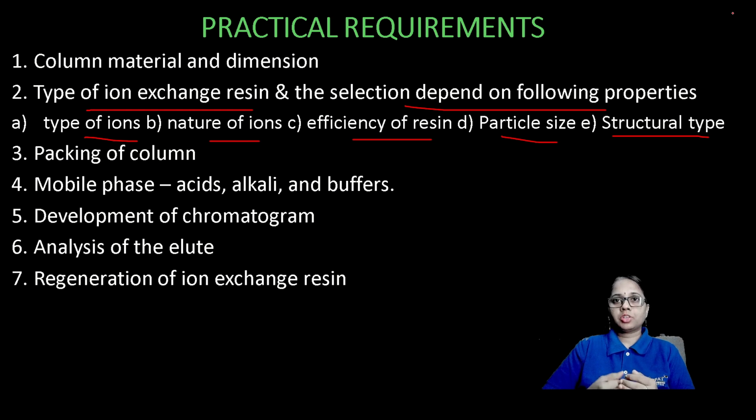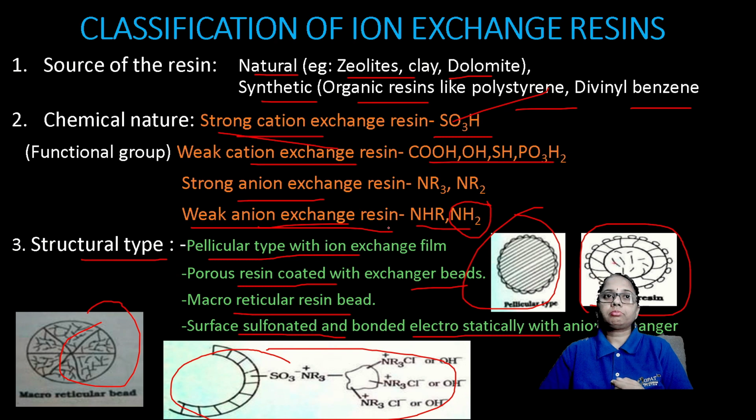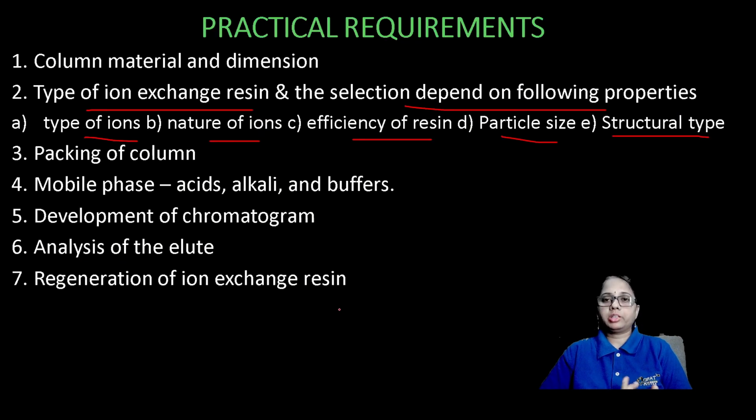Okay, structural type of the resinous materials, like in the previous slide we have seen these are pellicular type resins or porous type resins, macro reticular type, surface bonded. So that is also very important, and column type of this exchange resin is going to play a very important role in such case. And packing of the column, how we are going to pack the ion exchange. Mobile phase, what type of mobile phases we are going to use, like acids or alkalis or buffers, which type of mobile phase solvents we can use further.